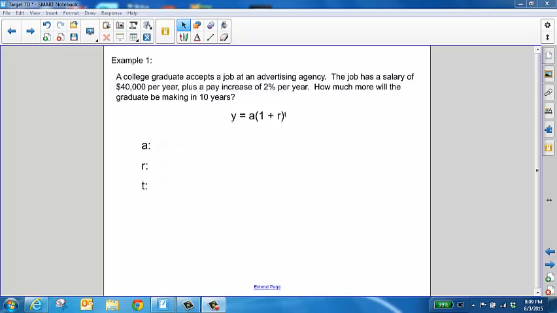Let's go through our example number 1. A college graduate accepts a job at an advertising agency. The job has a salary of $40,000 per year plus a pay increase of 2% per year. How much more will the graduate be making in 10 years?